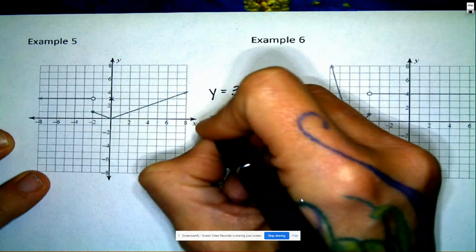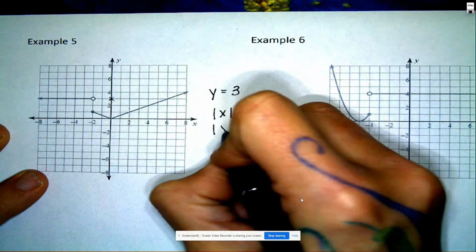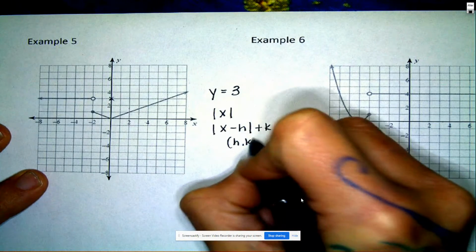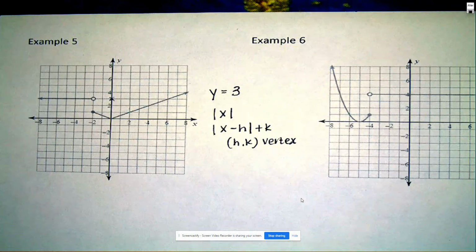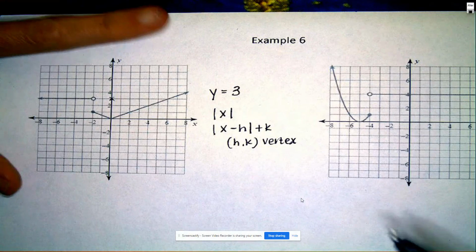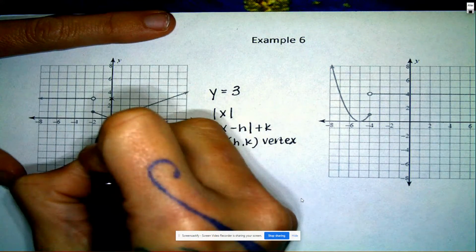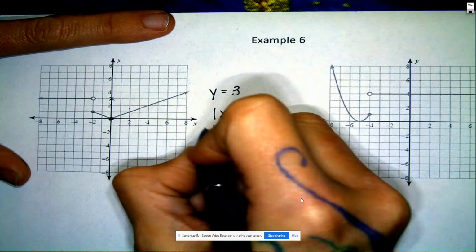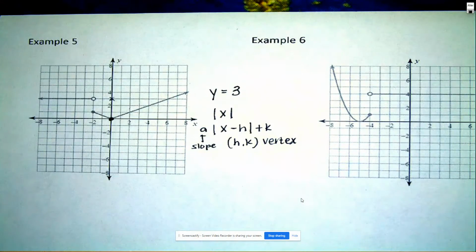Absolute values, remember our parent function is absolute value of x. If it moves to the right or the left, that's x minus h plus k. And hk is your vertex, just like a quadratic in vertex form, but absolute value bars are not squared. But otherwise, very, very similar. So our vertex is 0, 0. But this time our slope changed. It's 1 over 2, up 1 over 2, up 1 over 2. And the slope is what goes out here for our absolute value function.